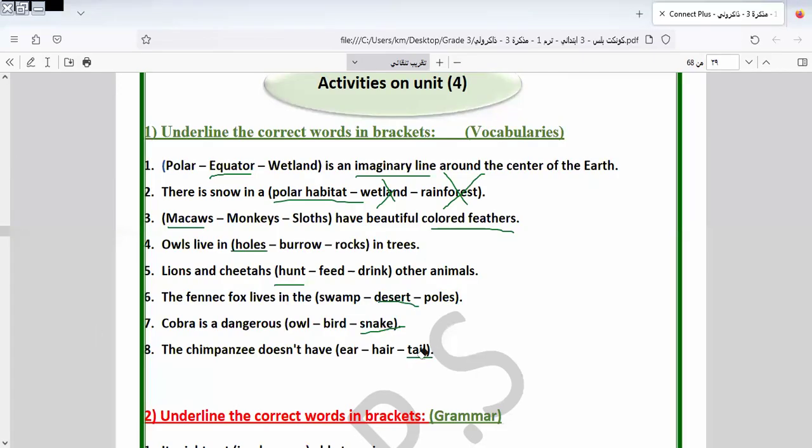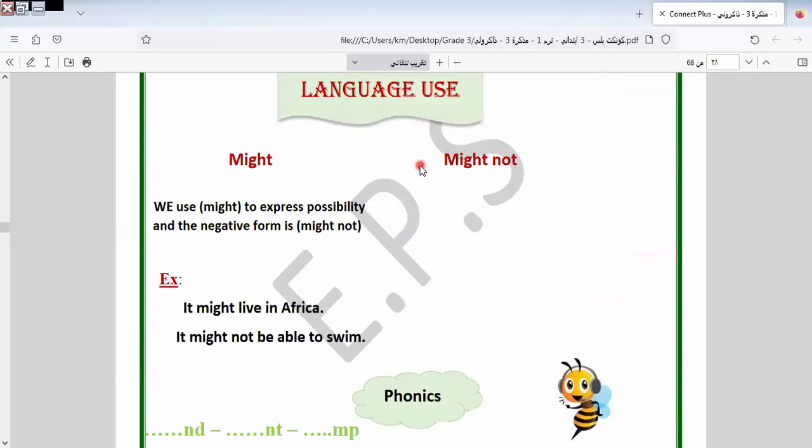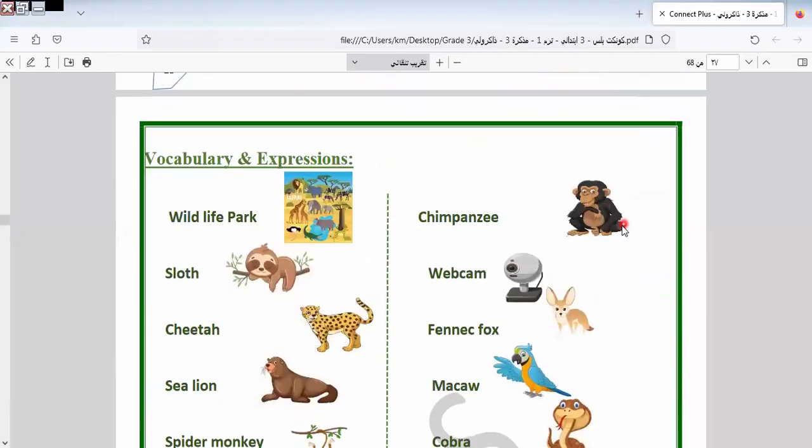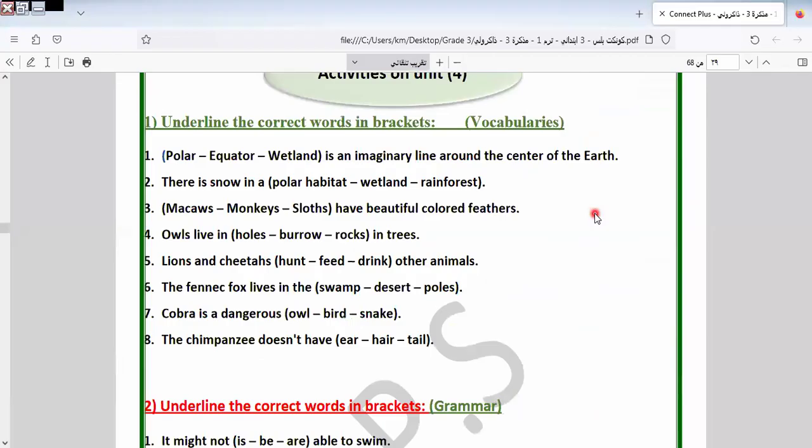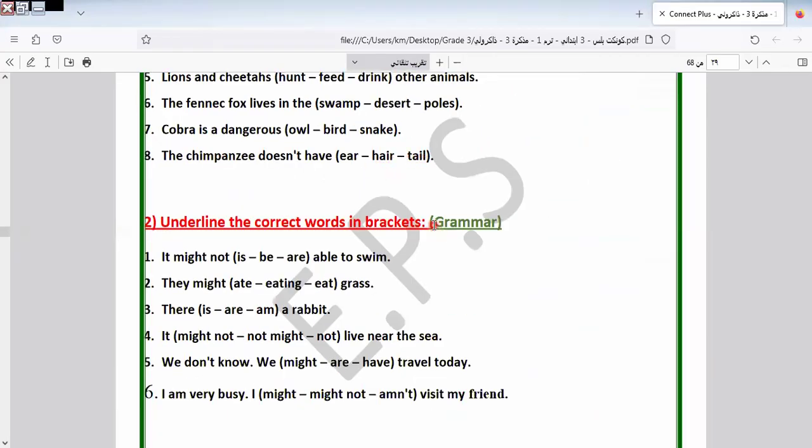I will see it again. I see the picture of the chimpanzee here. I think it has hair and ears, but the chimpanzee doesn't have a tail. This is the chimpanzee. Okay, this is a chimpanzee without a tail. So the chimpanzee doesn't have a tail.